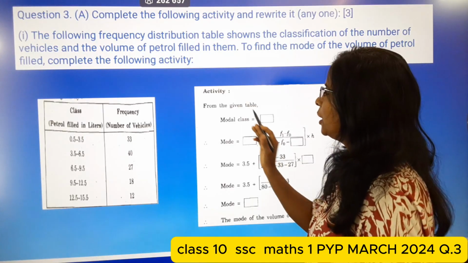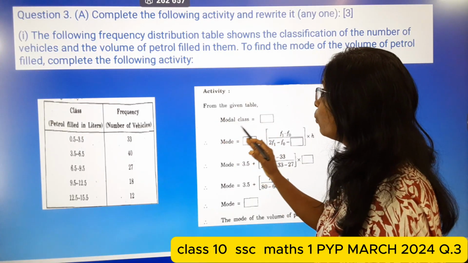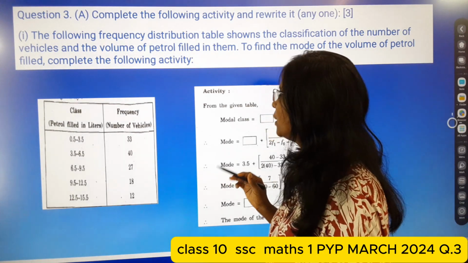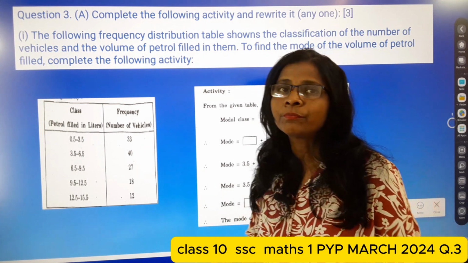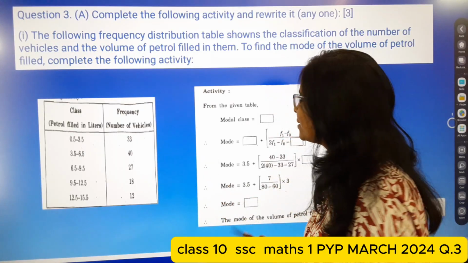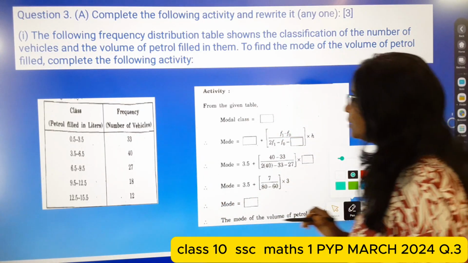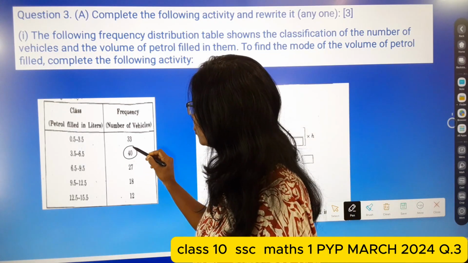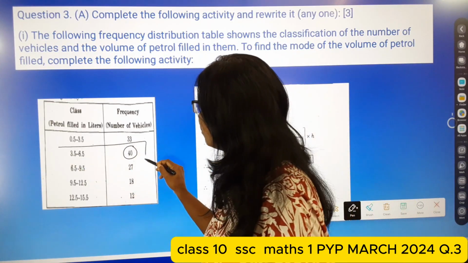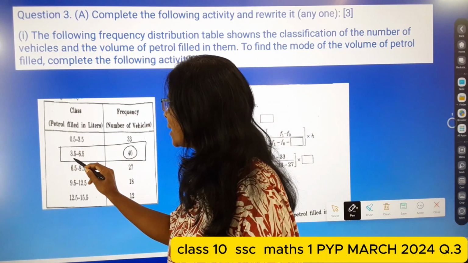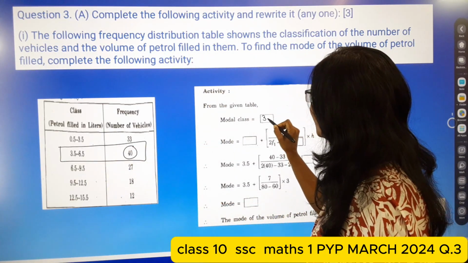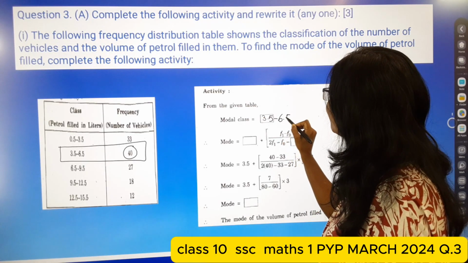Now in the activity, they ask us to find the modal class from the given table. How can we find the modal class students? Modal class means the class of the mode. You have to find it from the frequency. Which one is the modal class students? That will be the highest frequency, and that is 40. So the modal class will be 3.5 to 6.5 students. So here I write 3.5 to 6.5.